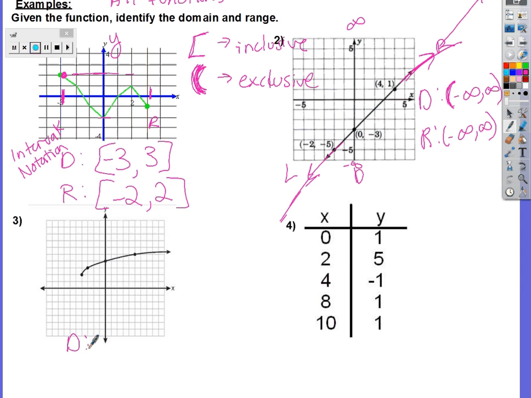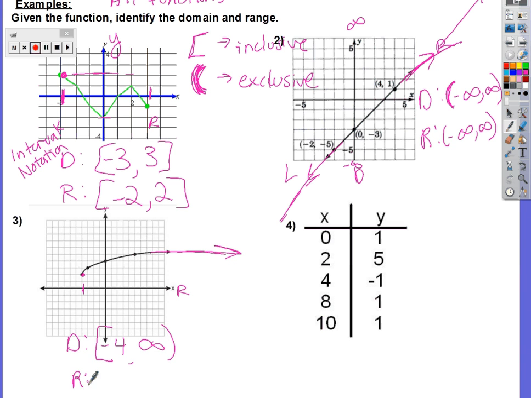Domain, left to right. We start leftmost first, which is here. That would be at -4. This point is included, so it's a bracket. Notice we look to the right over here, we have our arrow going on forever. So that's to +infinity with the parentheses.